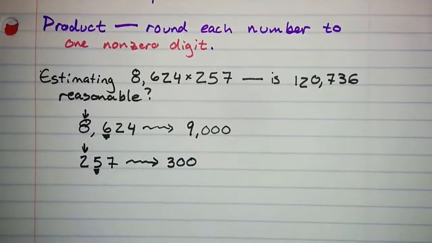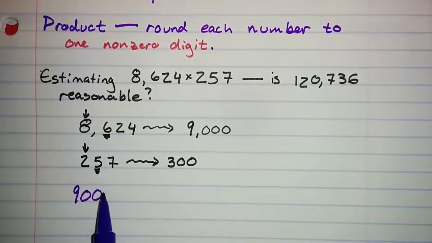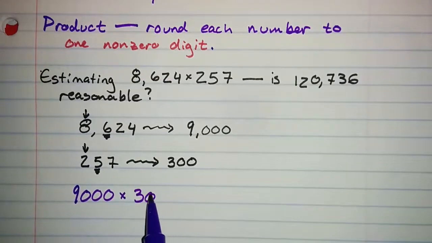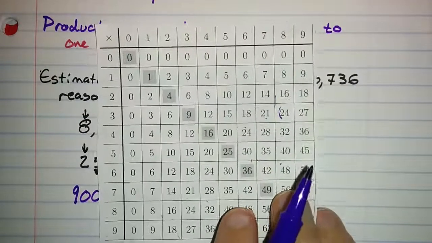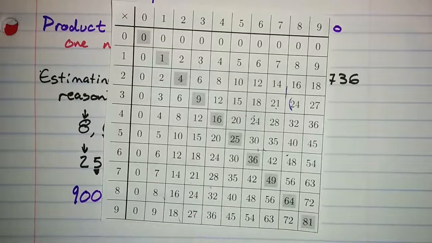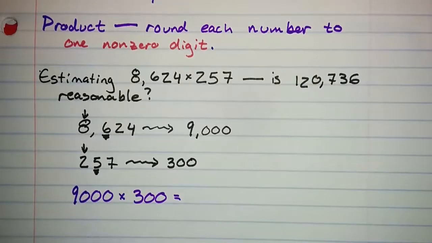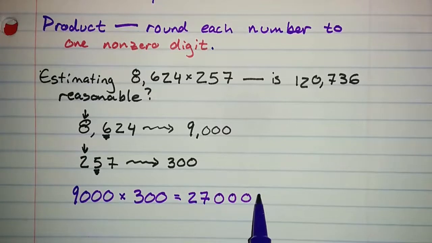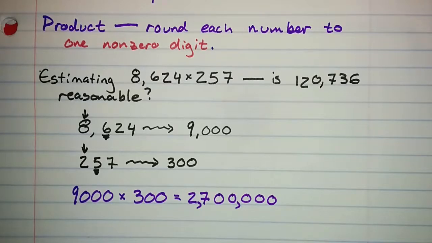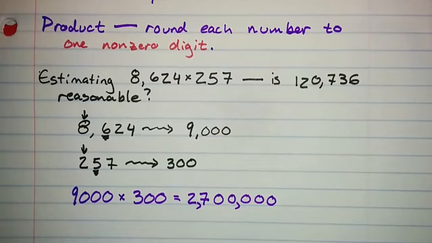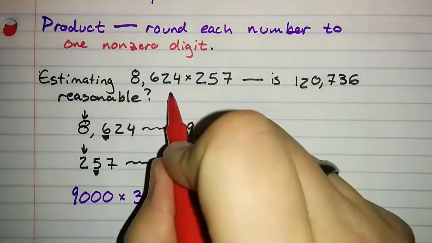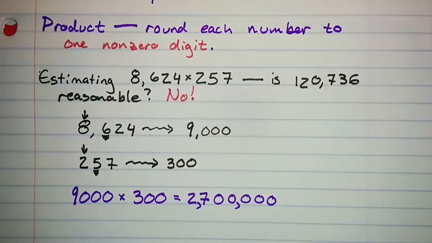So now we're going to multiply 9,000 times 300. We'll look at 9 times 3. 9 times 3 is 27. And then that will be followed by 1, 2, 3, 4, 5 zeros. 2,700,000. Is 120,736 reasonable? Heck no. Let's try that multiplication again, shall we?